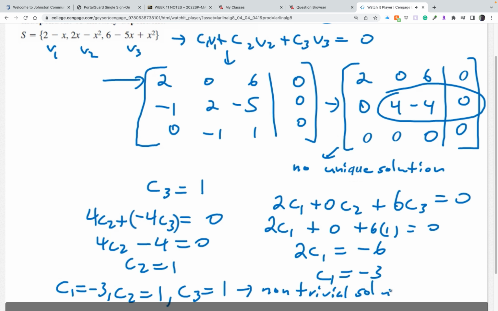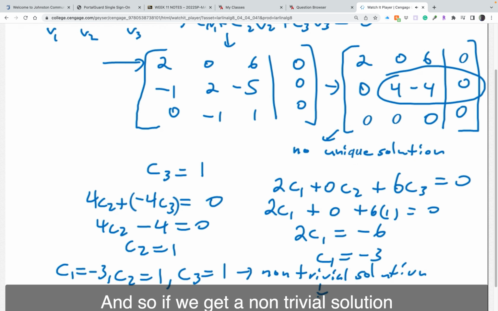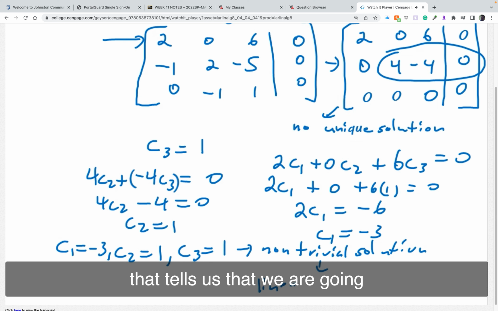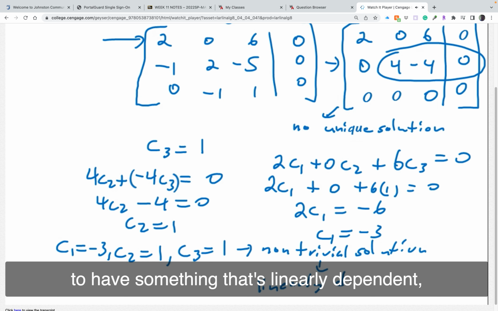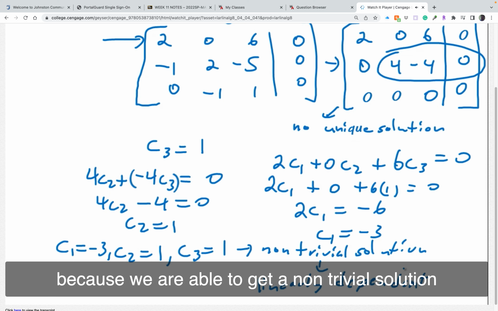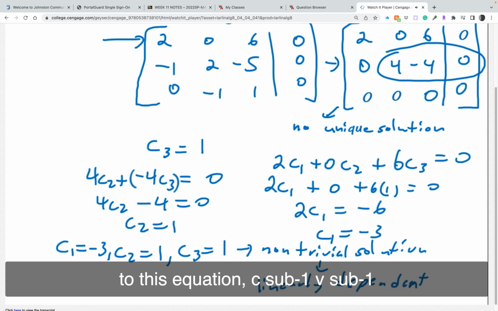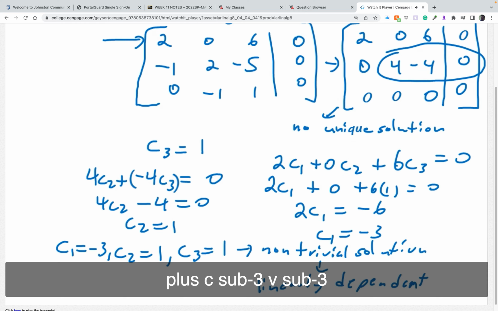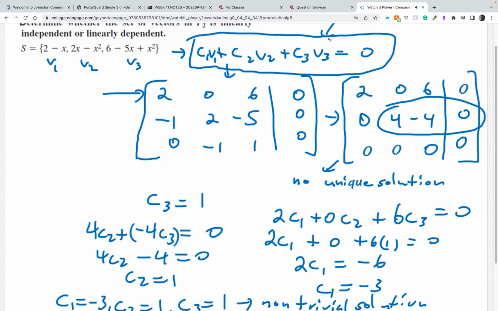And so if we get a non-trivial solution, that tells us that we're going to have something that's linearly dependent. So our vectors in this case are going to be linearly dependent because we're able to get a non-trivial solution to this equation, C sub 1 v sub 1 plus C sub 2 v sub 2 plus C sub 3 v sub 3 equal to 0.